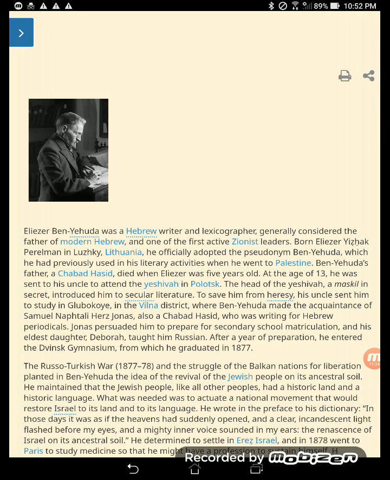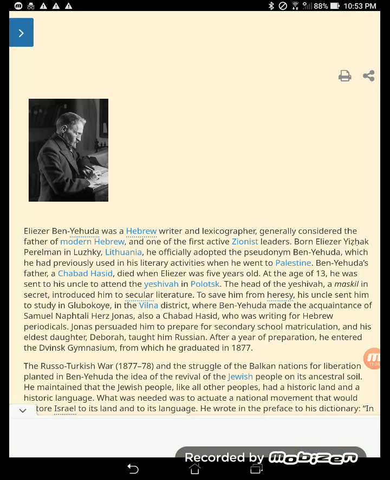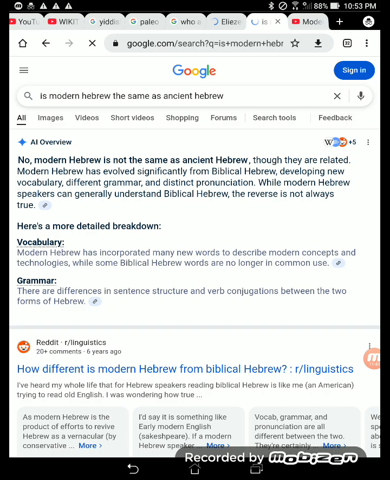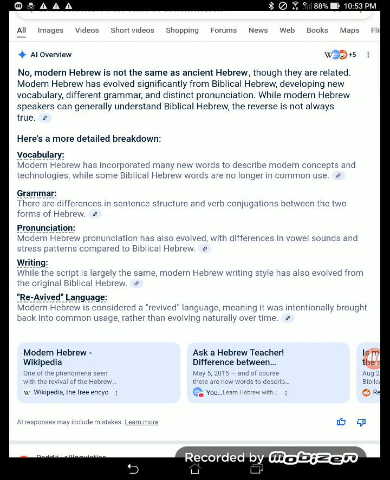It says Eliezer ben Yehuda was a Hebrew writer and lexicographer, generally considered the father of modern Hebrew. You hear this? Okay. Making nothing up. Right here it says, is modern Hebrew the same as ancient Hebrew? No, modern Hebrew is not the same as ancient Hebrew. Why is this so important to understand? Because it's just telling you that these are imposters.